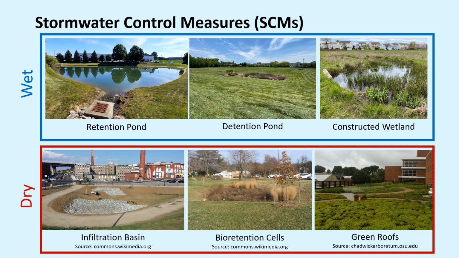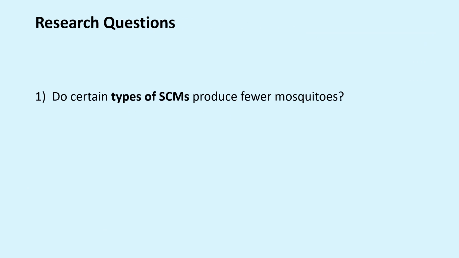However, other versions like these do oftentimes hold water long enough to have larvae go through their full development. So these three at the top are the ones that I'm going to focus on for my project today. My main question was, are there certain types of these SCMs, like between the three that I just showed, that actually produce fewer mosquitoes than others?